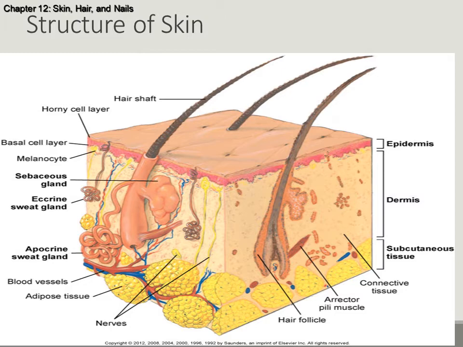The erector pili muscle is also located in that dermal area, and that is the muscle that actually contracts when we are cold. It causes our hair to stand on end, right? That gives us goosebumps, is what we call those. So those are generally located within the dermal area of the skin. Let's move on.